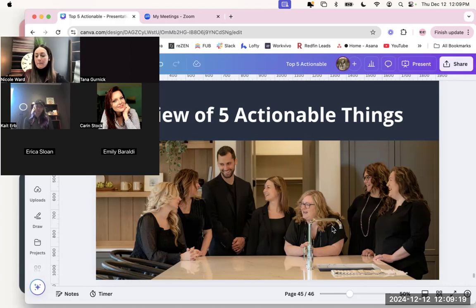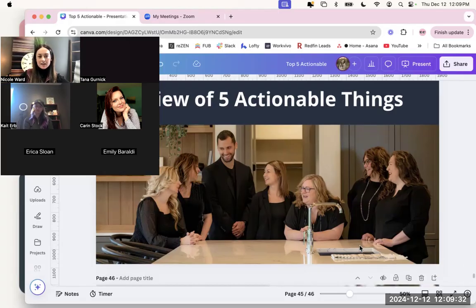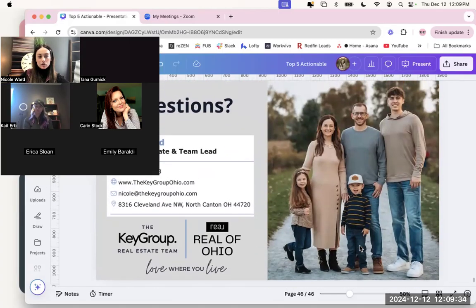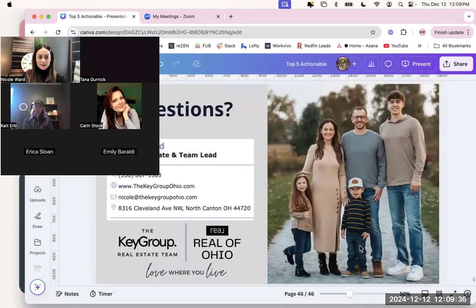And lastly, build and maintain your personal brand and use it always, use it everywhere. Those are going to be the 5 actionable things that if you do those 5 things in that mindset and you work on those things, you will have a successful 2025. Take action, be consistent. You can do it.